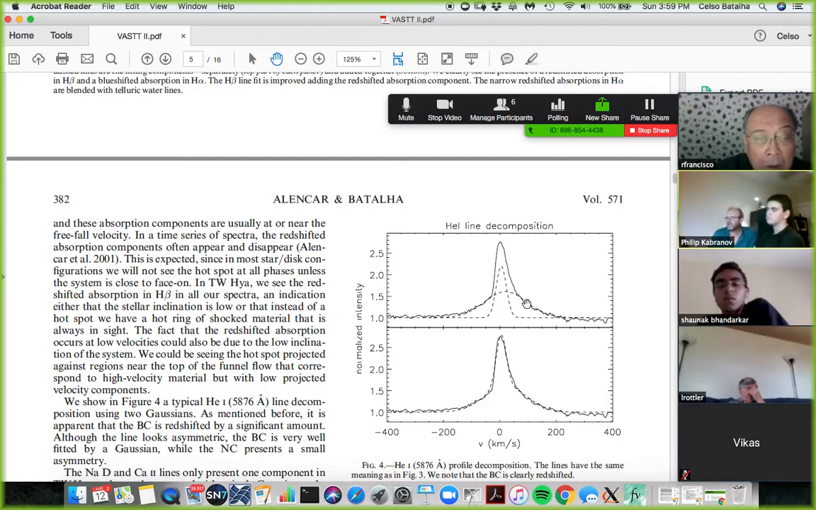Well, I'm saying falling because it's redshifted. Yeah, you're right, especially if we are seeing the system inclined almost face on.